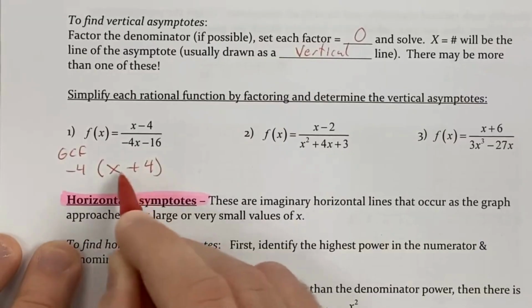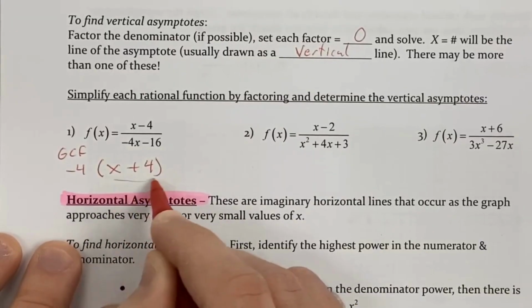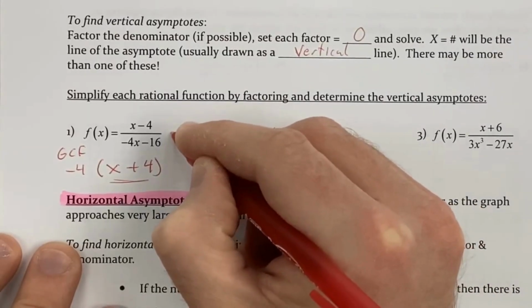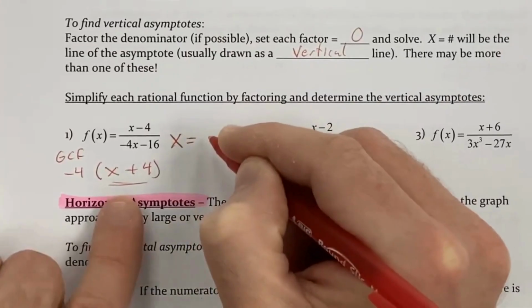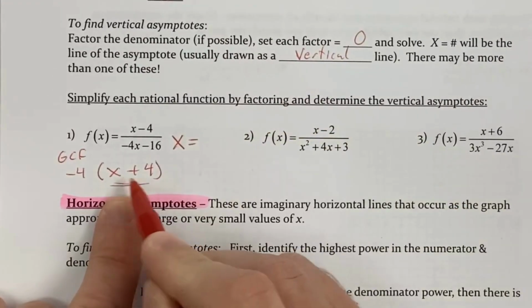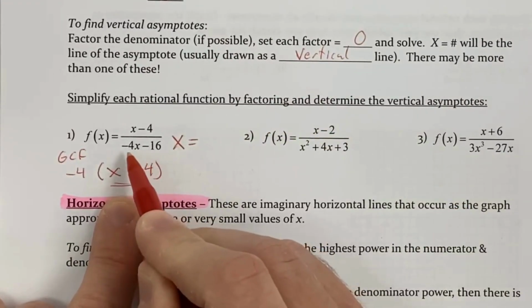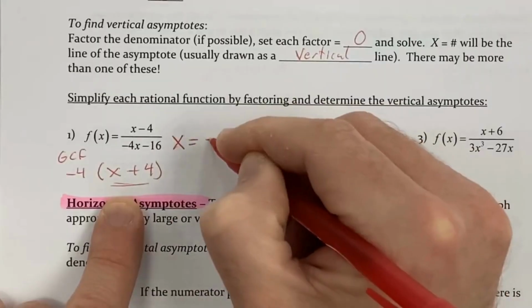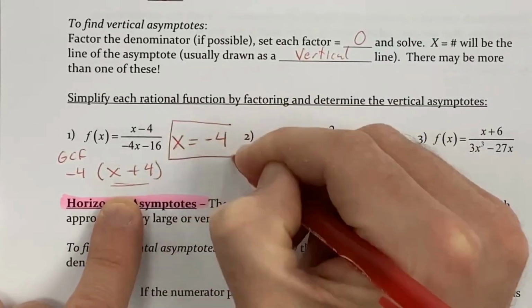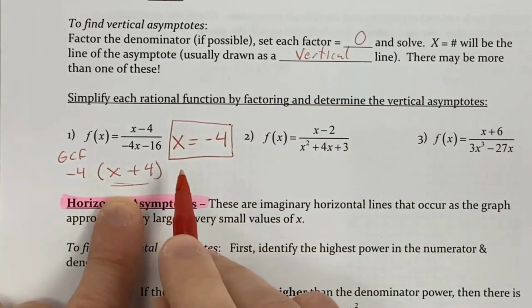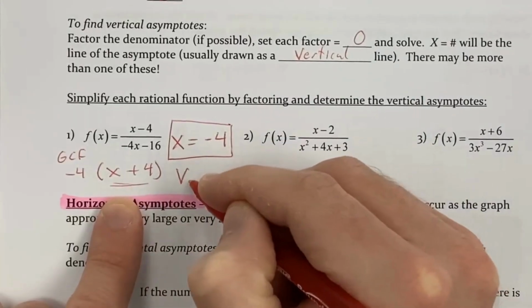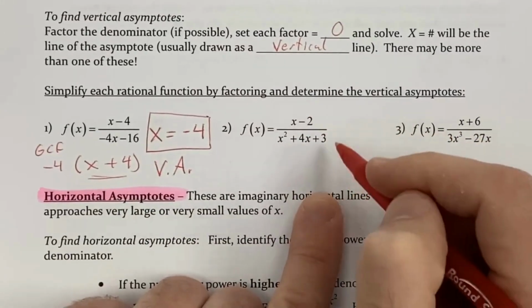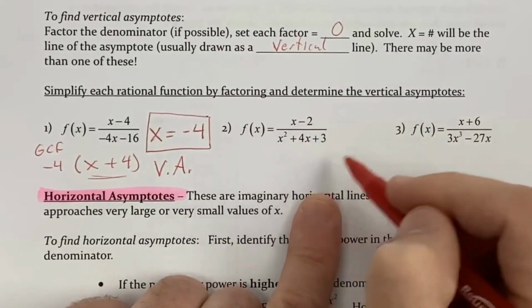So if you factor the denominator like this, then what makes this factor equal to 0? It'd be -4, right? And -4 plus 4 would be 0. And you could confirm that: -4 times -4 minus 16, yeah, that'd be a 0. So x equals -4 would be your one and only vertical asymptote, which I'm going to abbreviate VA.